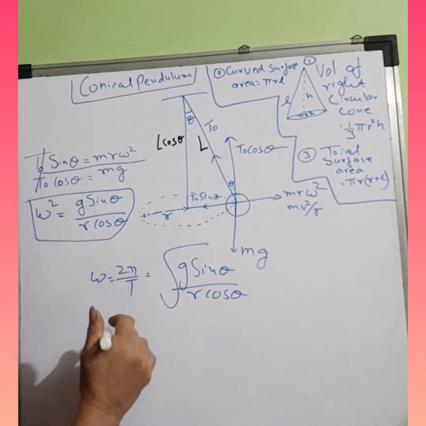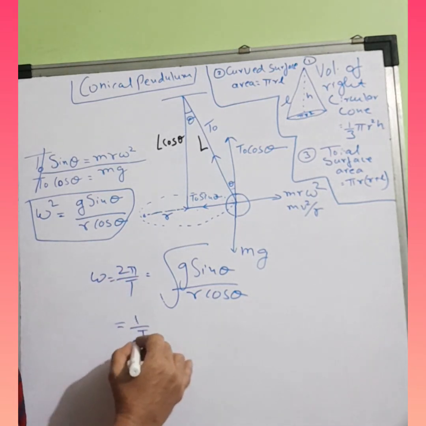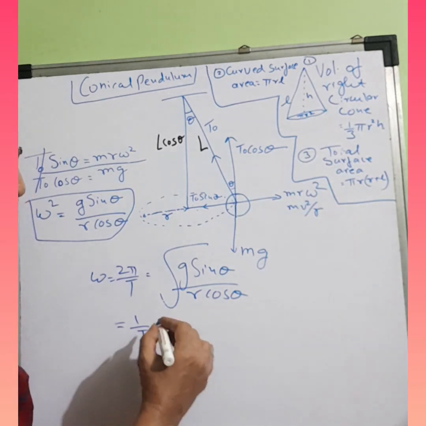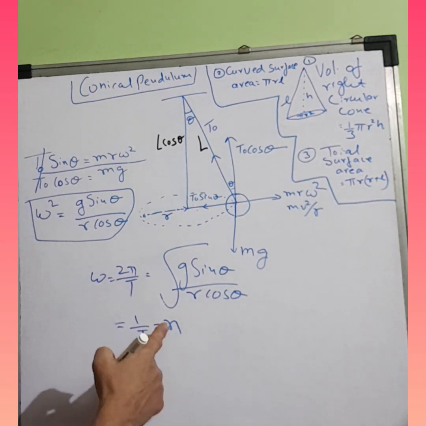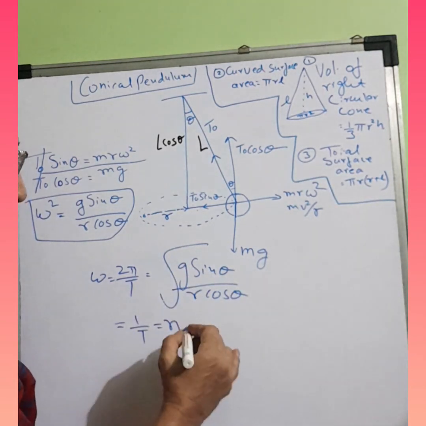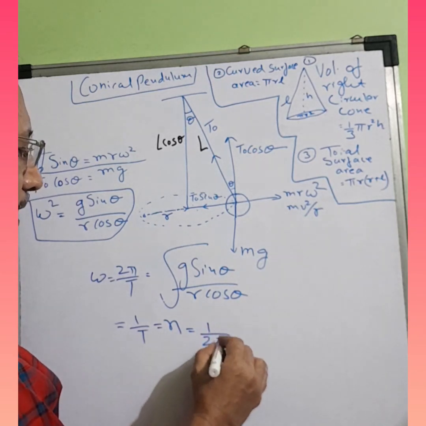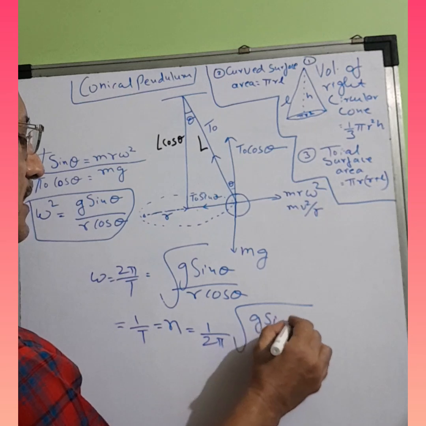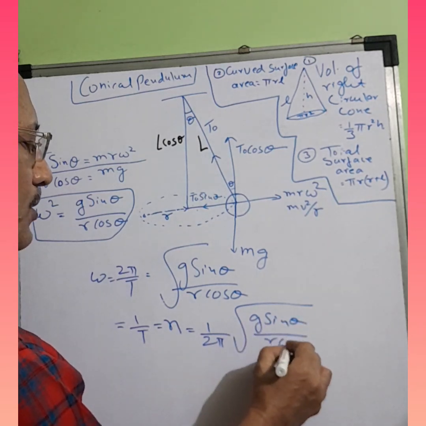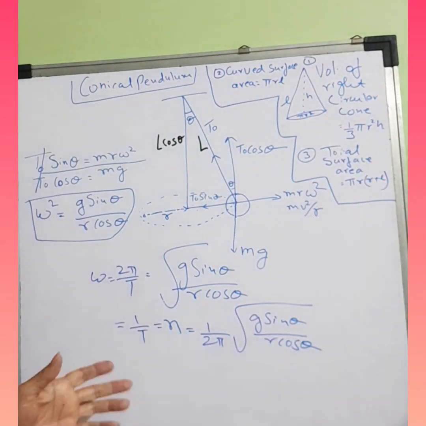Okay, now if you want it in terms of capital T, 1 over T is also known as frequency, so you can designate it by n or by f, your choice. Alright, and 2 pi goes down, so it becomes 1 over 2 pi root of g sin theta upon r cos theta. Now you can keep on changing this as per your requirement.